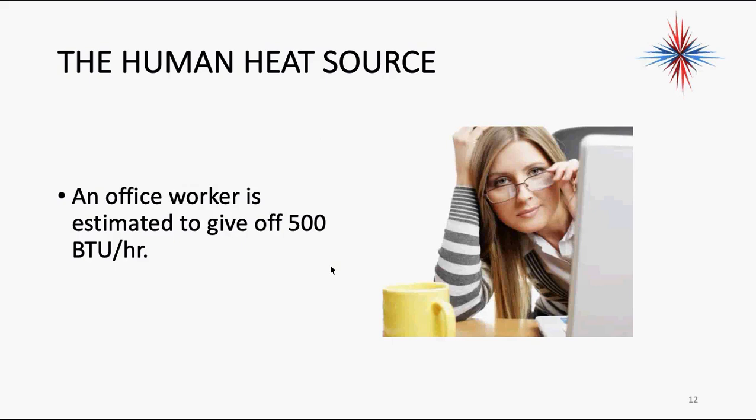This is also why we take activity into account when we do commercial buildings. An office worker is estimated to give off about 500 BTUs per hour. So if I have 10 people in a room together without proper ventilation, I have 5,000 BTUs per hour. That's starting to get up a lot. You put 20 people in a room together, we're getting close to a ton of cooling or a ton of heating, depending on how you look at it. Again, the office worker, 500 BTUs per hour.